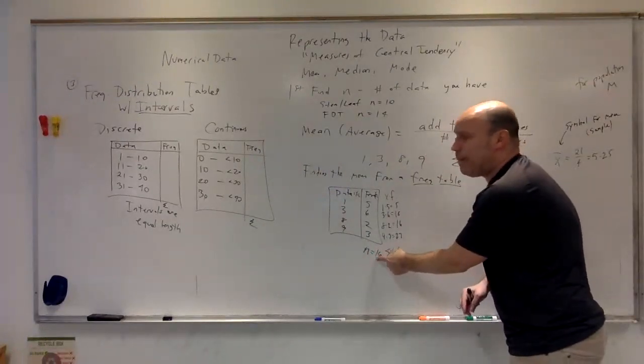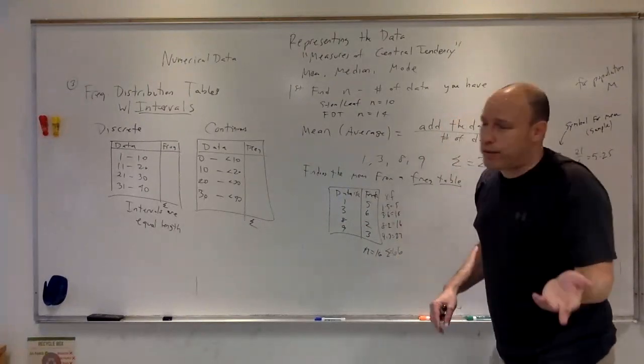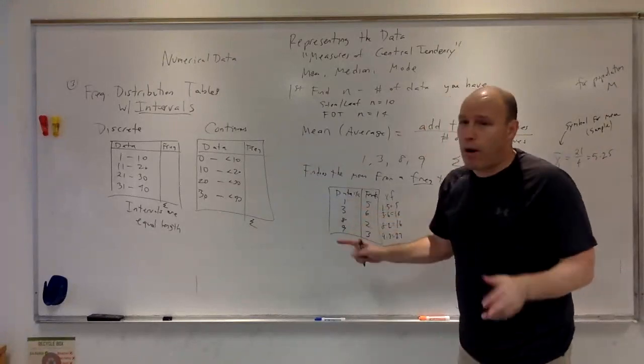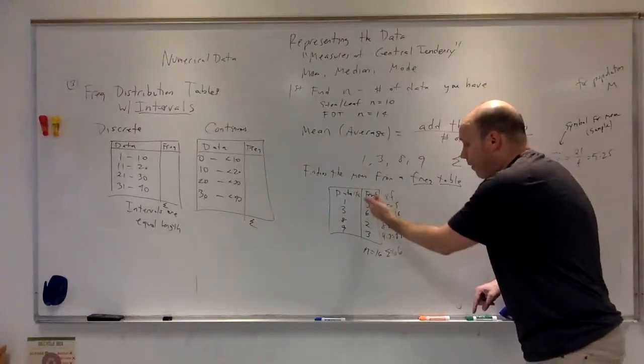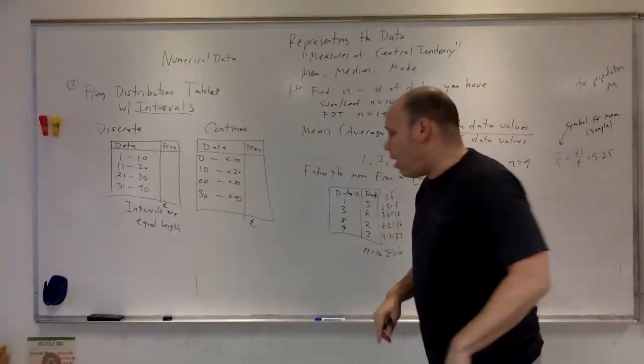So the sum of the 16 pieces of data was 66. What kids do is they'll add these up and divide by 4. And I'm like, no. You have 16 pieces of data. As I said before, you're never going to have to do this by hand.